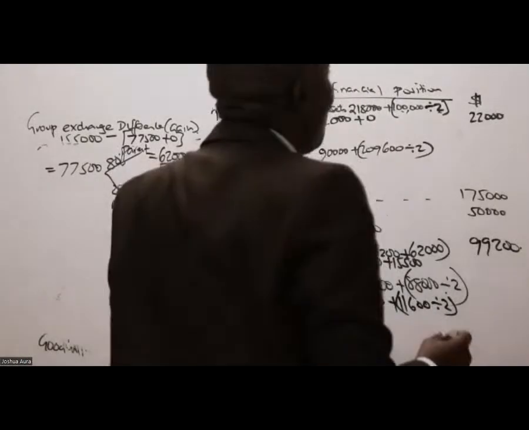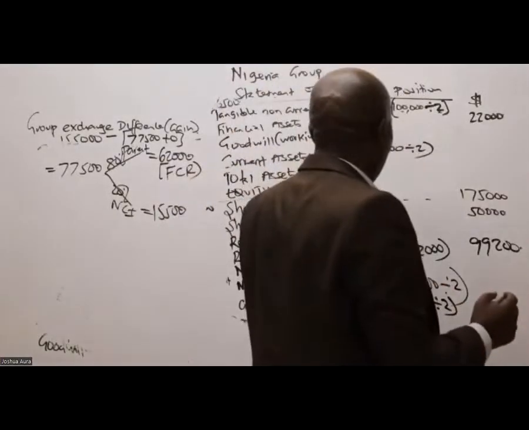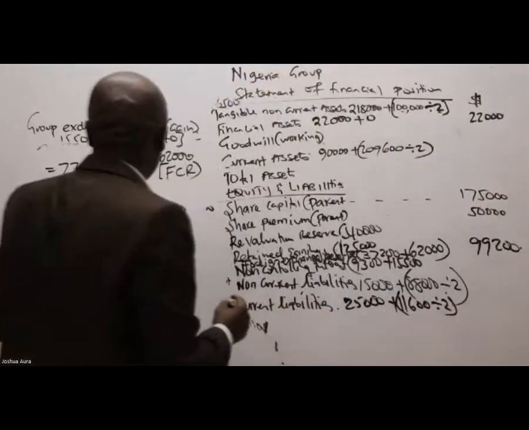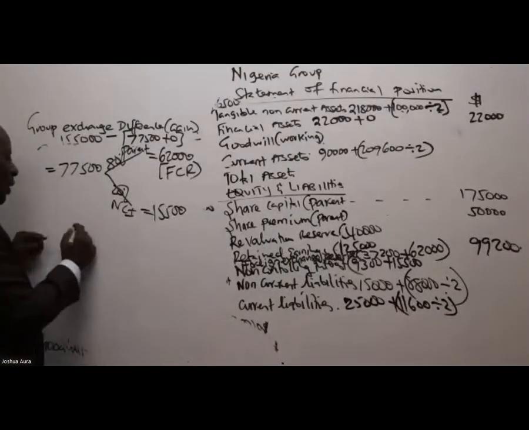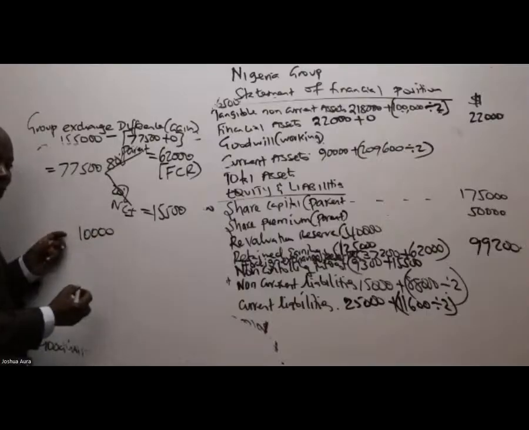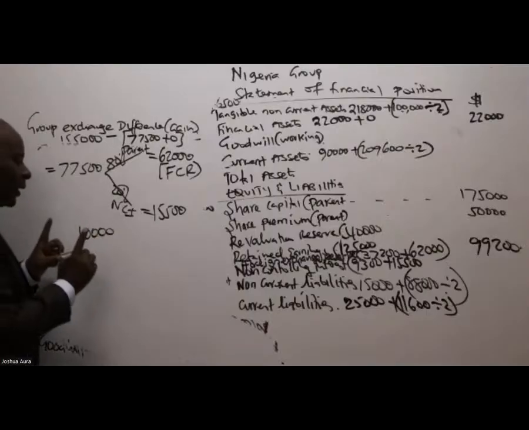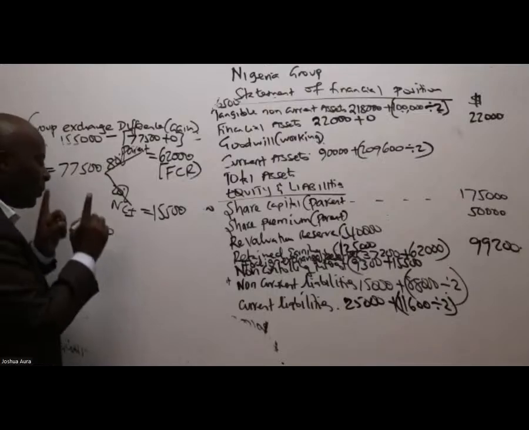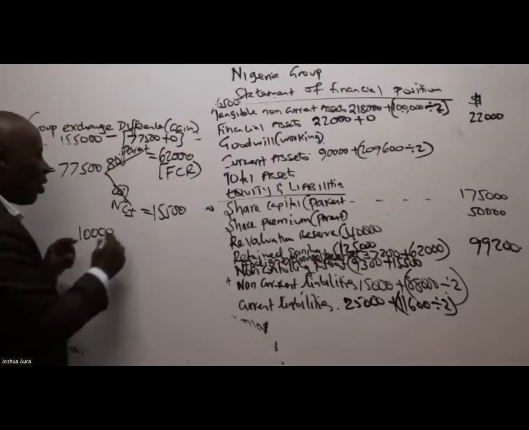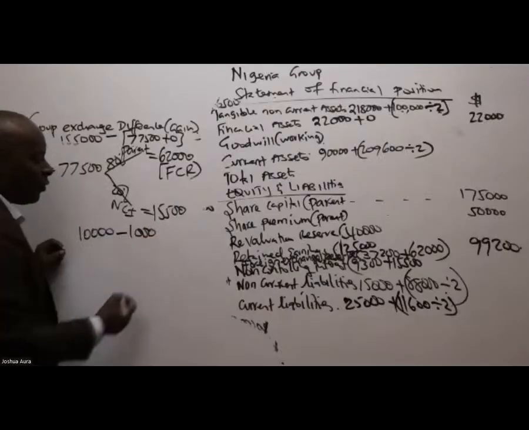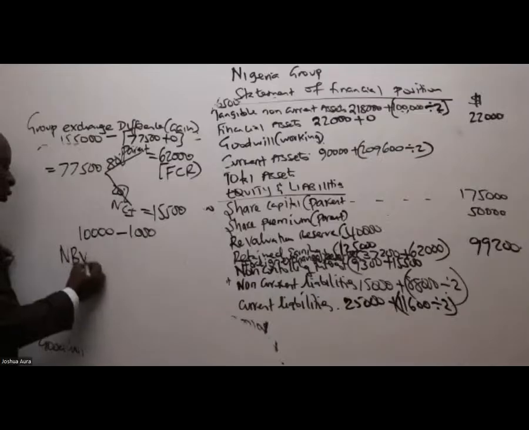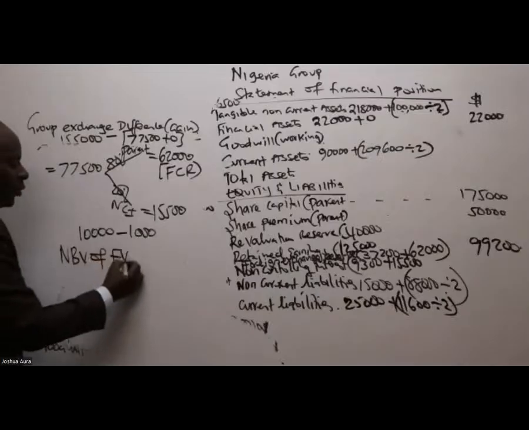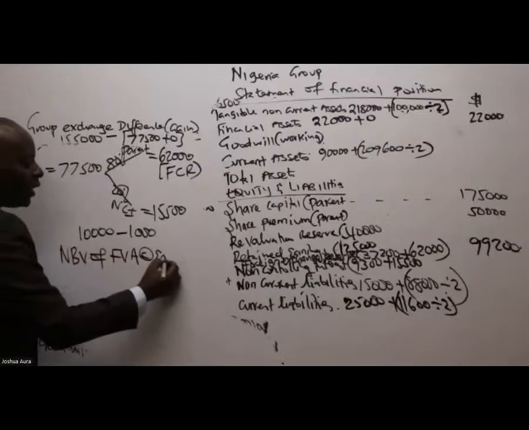So this fair value adjustment, I would want to be very clear here. Ladies and gentlemen, remember at acquisition, we did a revaluation upwards of 10,000, right? But remember that there was depreciation over 1,000. So then what is the net book value of this fair value adjustment at the end of the year?